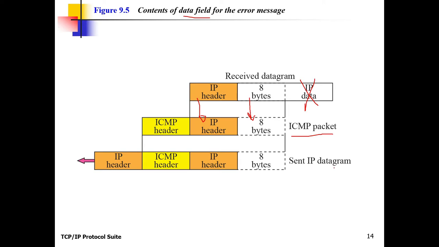Then this will be sent as an IP datagram. So we have the 8 bytes, the IP header, the ICMP header, and then another IP header. Everything here will be created as a datagram again, so this will be like the data for the IP header. This IP header is different from that IP header. It's like IP data inside an IP header, like a box inside a box.